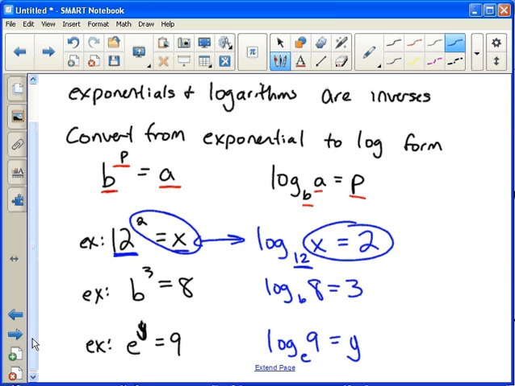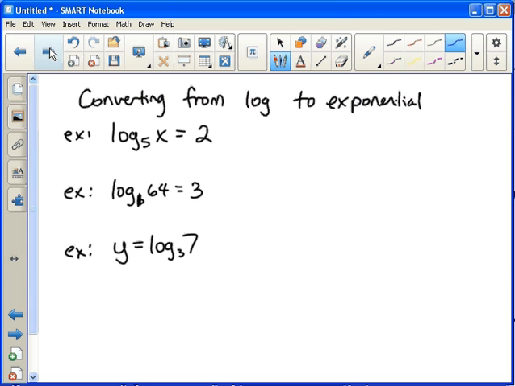Now let's look at how to convert going the other direction. So we have log of 5 equals x. So remember, this is the base, this is the answer, and this is the power. So 5 is the base, x is the answer, 2 is the power. For the next one, b is our base, 64 is the answer, 3 is the power, because it's base, answer, power. Log BAP. Okay, now this one, notice, is written in the other order, but that's okay. It's still log BAP, B-A-P. So base 3, answer 7, power y.